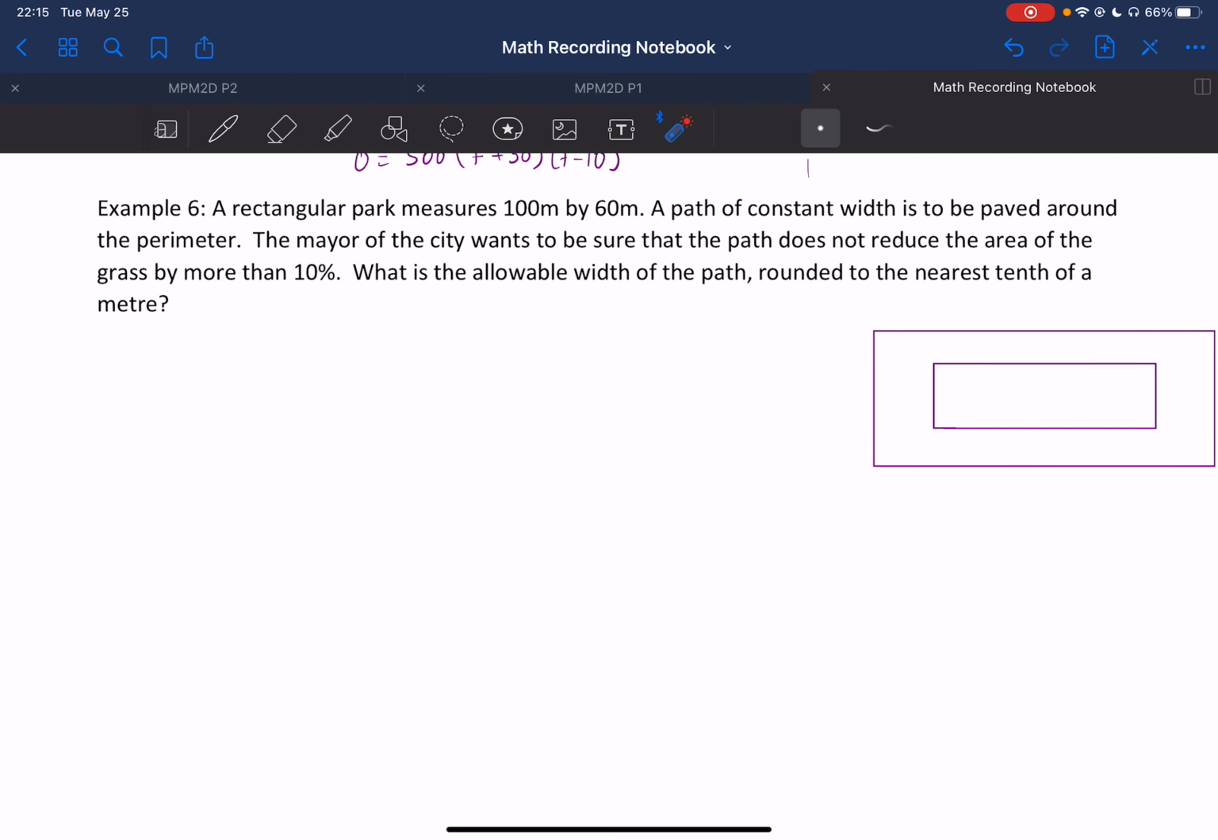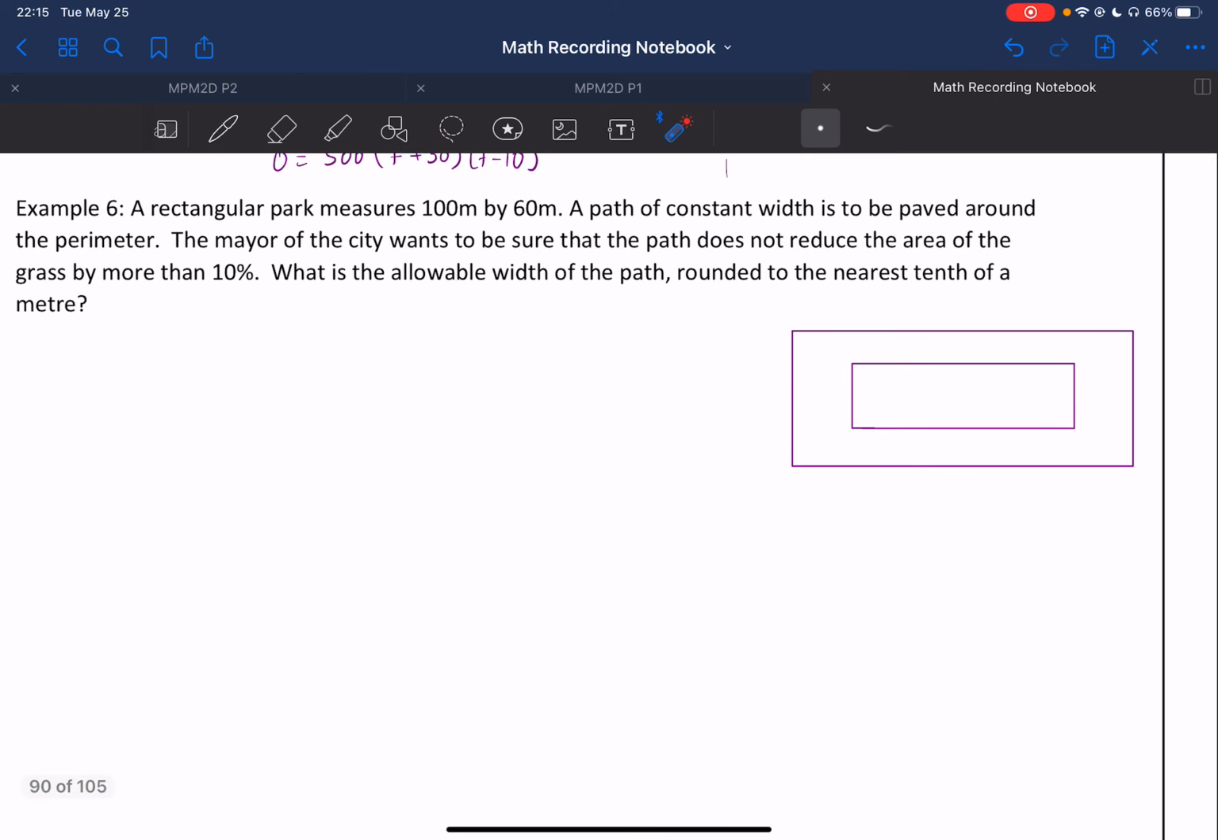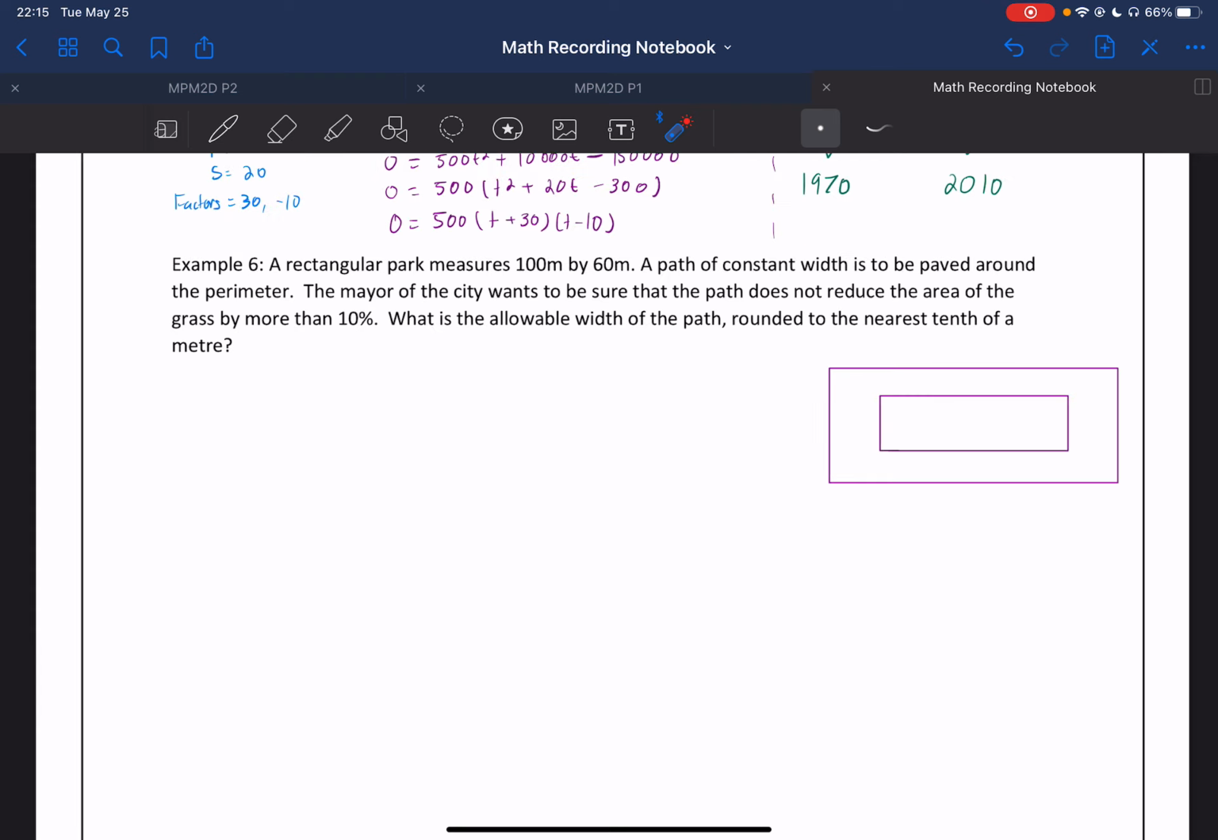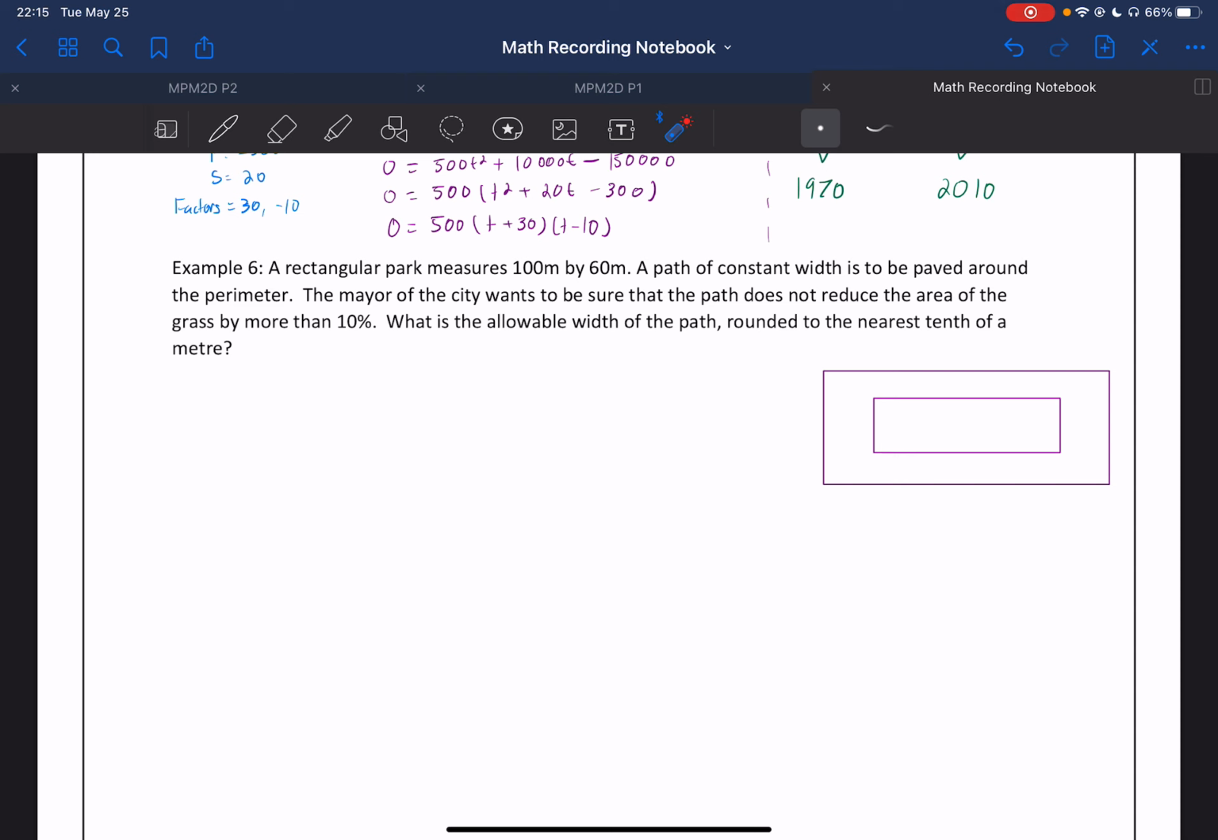This next example is asking us, we have a rectangular park. It measures 100 meters by 60 meters. A consistent width is to be paved around the perimeter because you know what, the mayors just really don't want us to have nice green areas for us to sit. No, we have to pave it over. The mayor of the city wants to be sure that the path does not reduce the area of the grass by more than 10%. What is the allowable width of the path rounded to the nearest 10th meter?